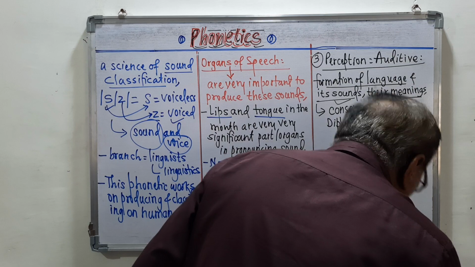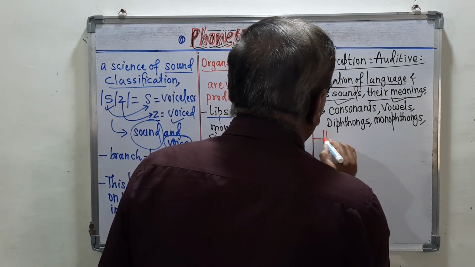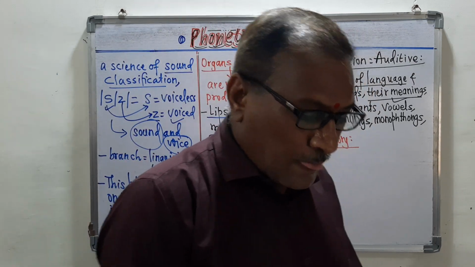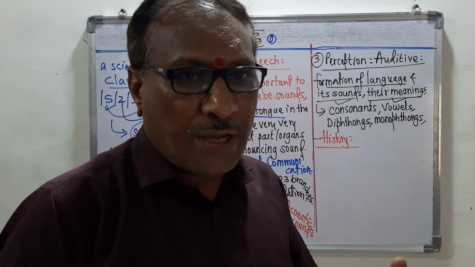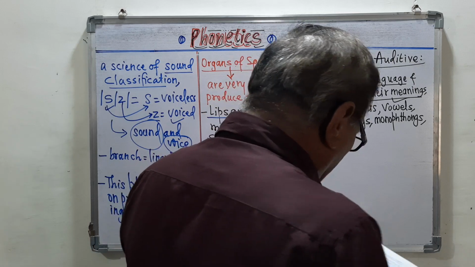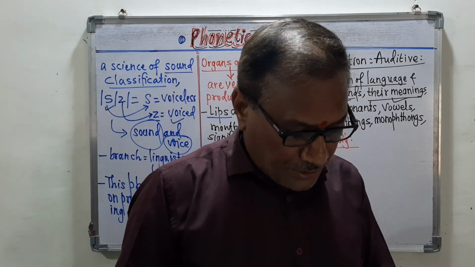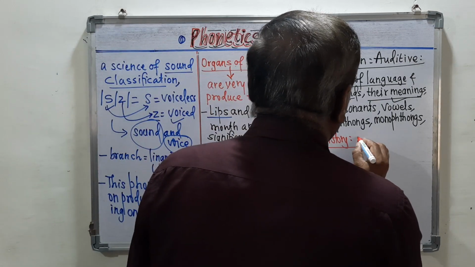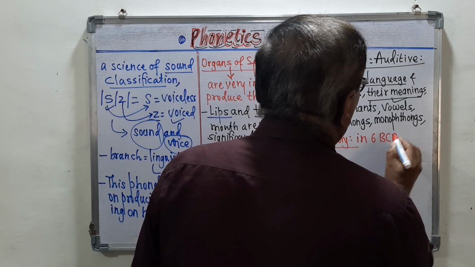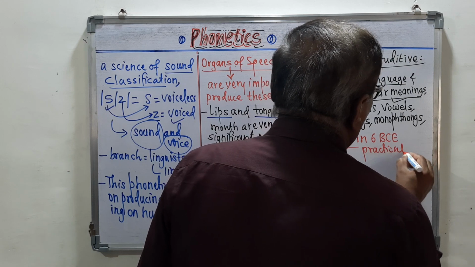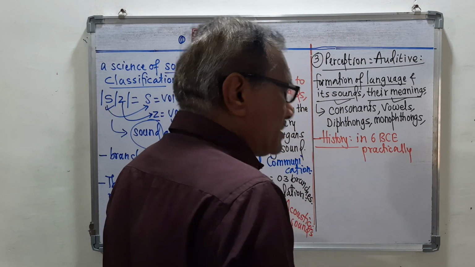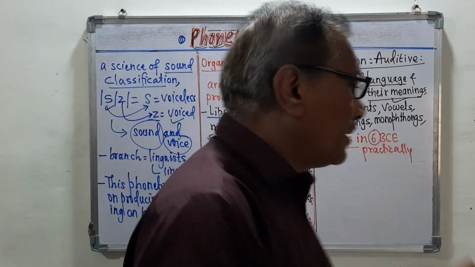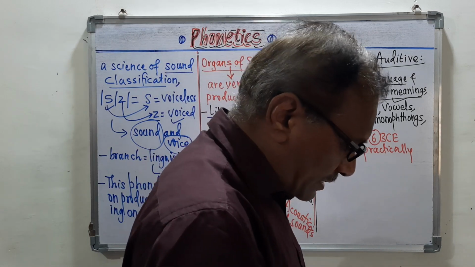Now we will look at the history of phonetics. Remember, the last point is the history of phonetics, meaning how phonetics came to us or became modern. So remember, early Sanskrit grammarians modernized sounds practically in 6 BCE. Practically means they brought these sounds into practice in the 6th century BCE. So the history of phonetics is like this.